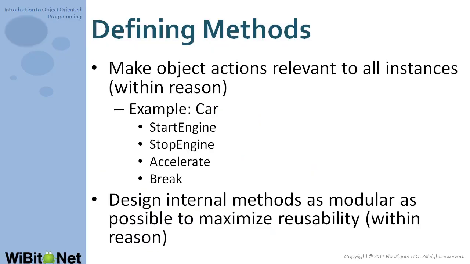So, when defining methods, make the actions of an object relevant to all instances. This has to do with inheritance. If I'm going to make a car or some sort of an engine type thing, every single type of car that exists will start, it will stop, it will accelerate, and it will brake. And the reason why that's important is, let's say I want to make a truck that inherits the properties of a car but just changes it a little bit. The methods that I have defined in car are directly applicable to every single type of object that inherits from the car.